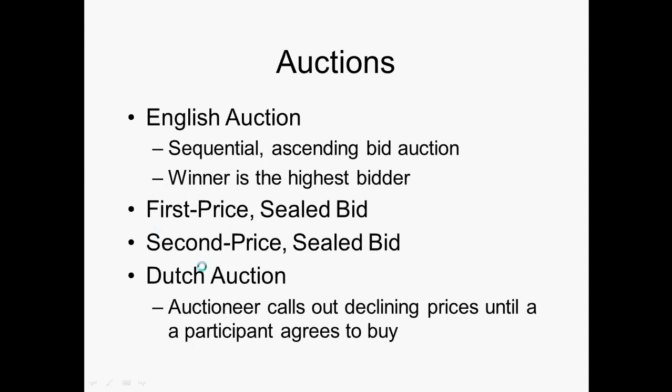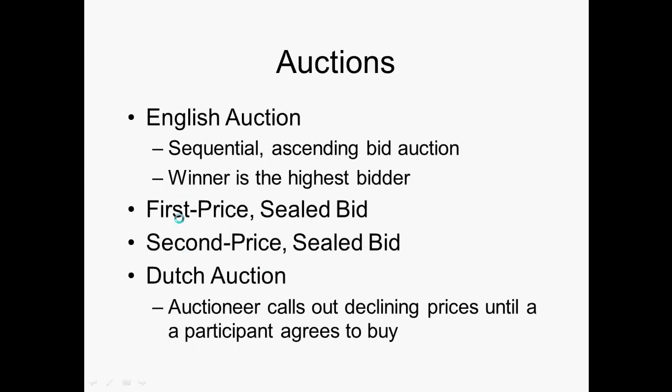A second price sealed bid auction is kind of a clever design. This is where everybody submits what they're willing to pay, and then the person with the highest bid gets to buy it, but they only have to pay the second price. You say, well, why would you do this? The person said they're willing to pay this higher price. Why would you tell them that they only have to pay some other lower price?